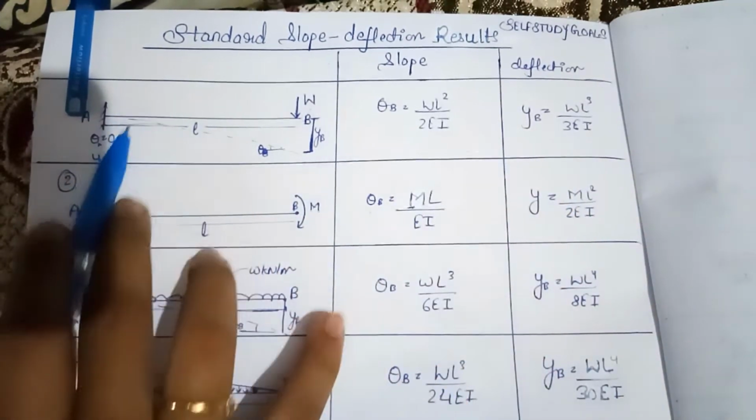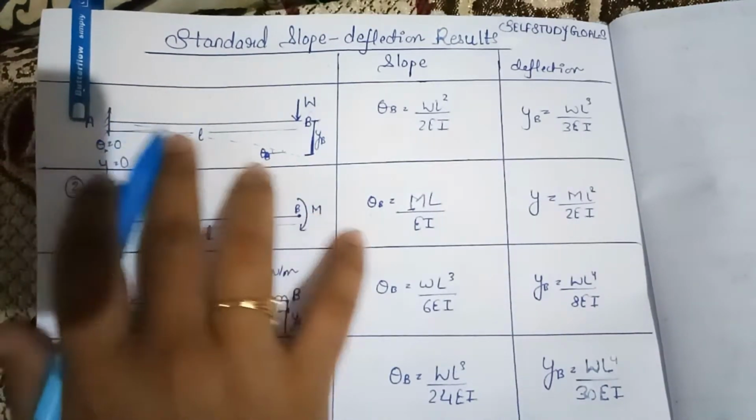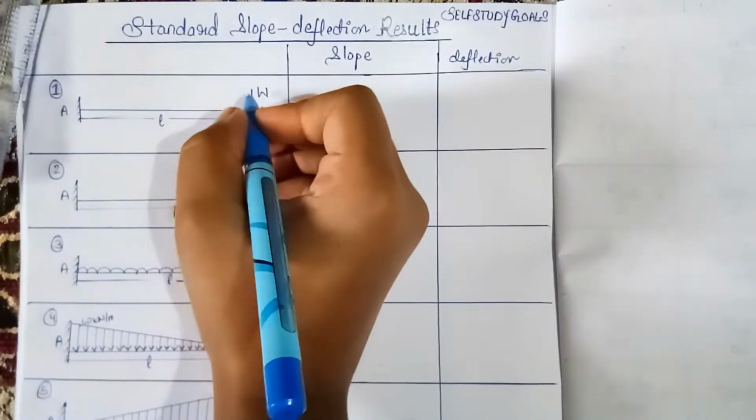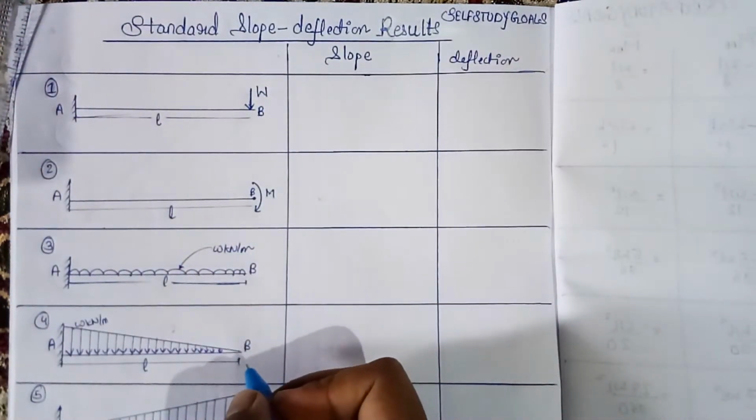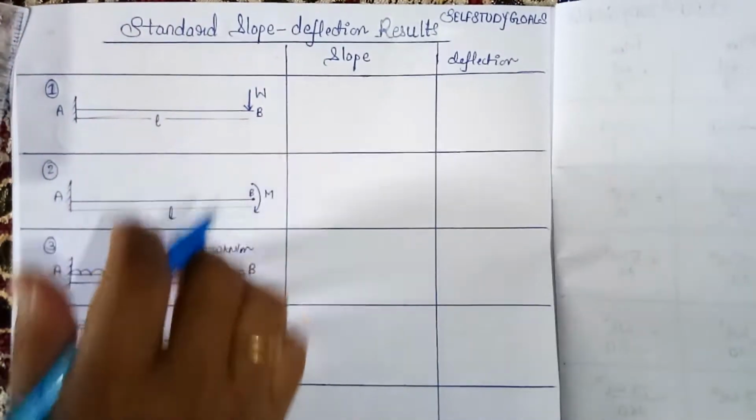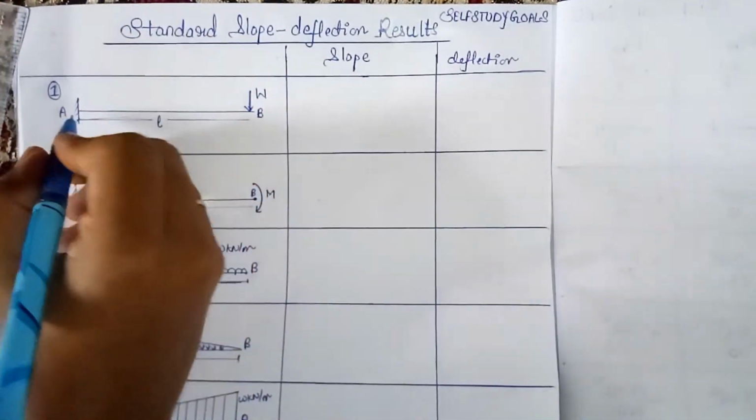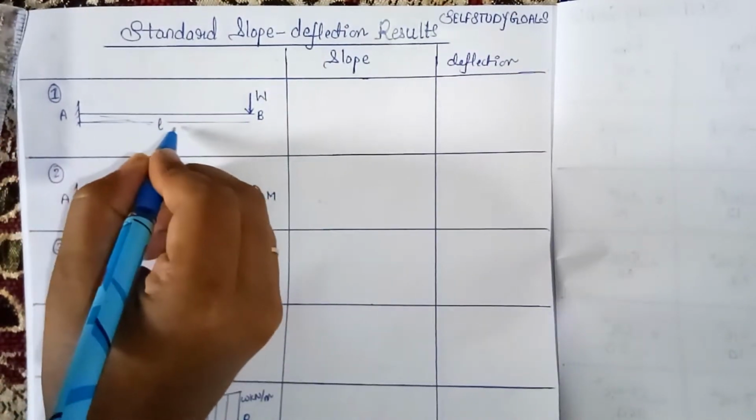Okay, so we will start with the cantilever beam first. This is our first case. The cantilever beam is subjected to a concentrated load or point load at the free end. In that case, what will be the slope and the deflection in this beam? First we will see how this beam will deflect, so that it will be easier for you to understand how slope and deflection work.